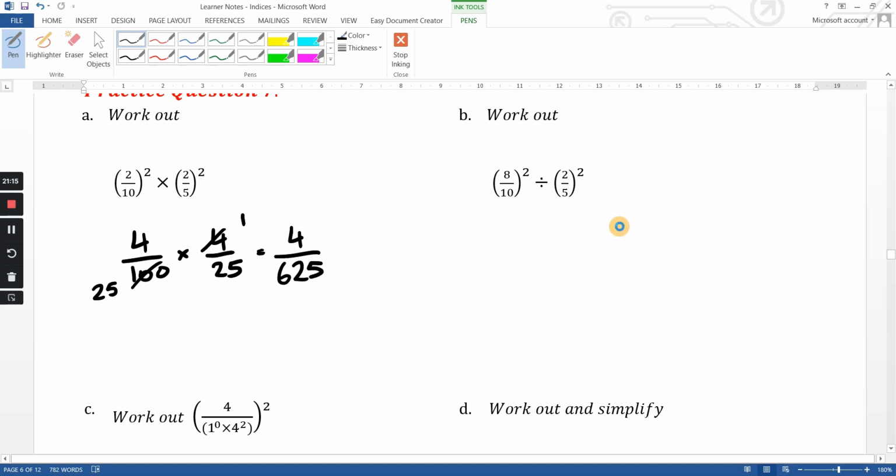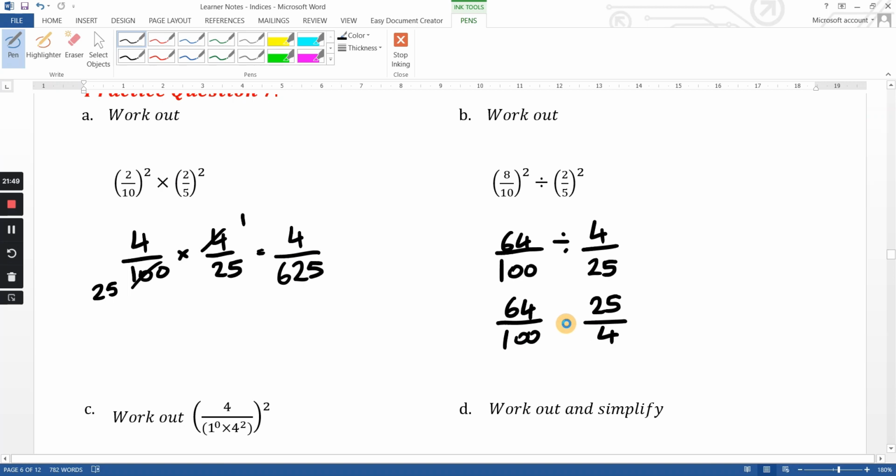Next one, work out 8/10 squared divided by 2/5 squared. So again, let's apply the power to both top and bottom. 8 squared is 8 times 8, 64. 10 squared is 100, and 2 squared is 4, 5 squared is 25. Dividing. So I'm going to do KFC, keep, flip, change. I'm going to keep the first one, flip the second one, change the divide to times.